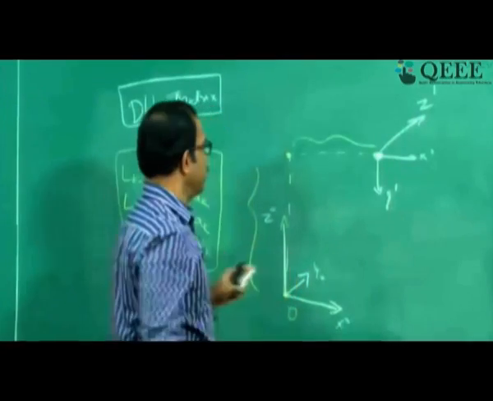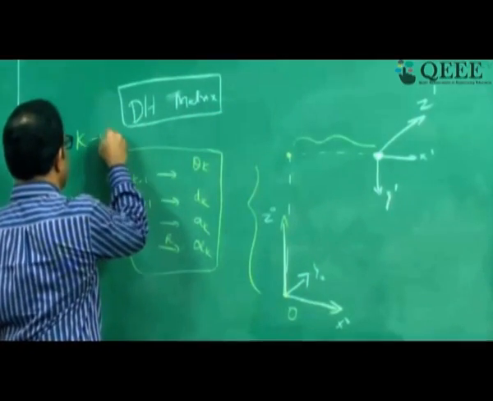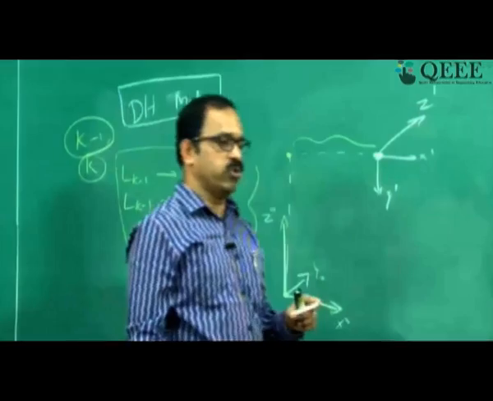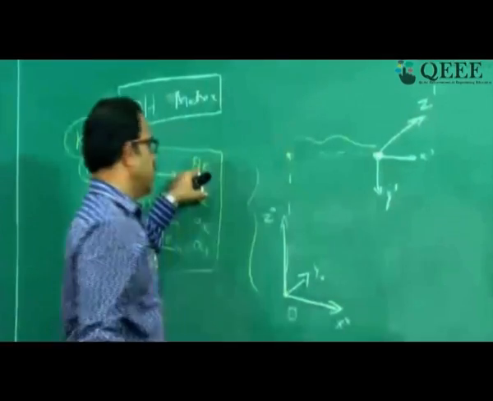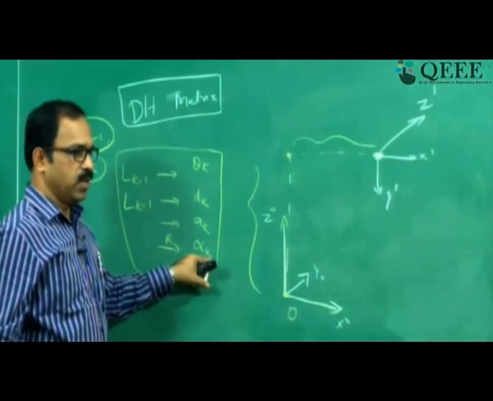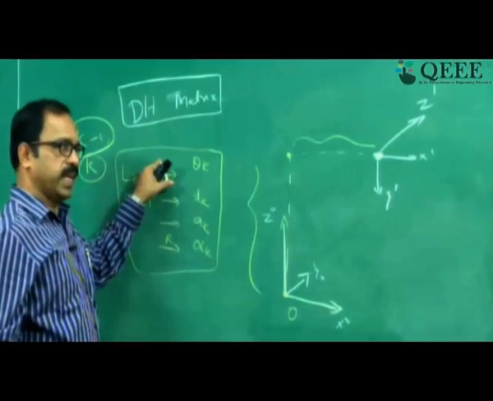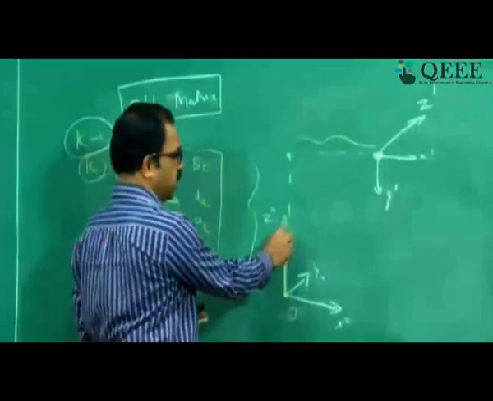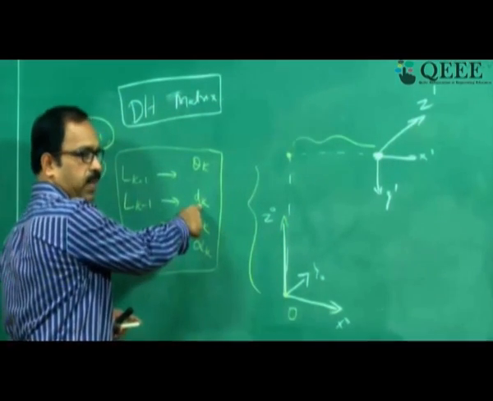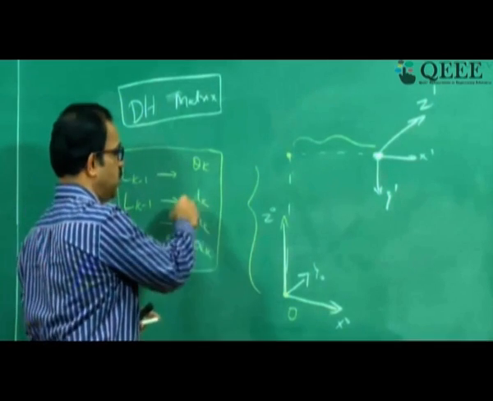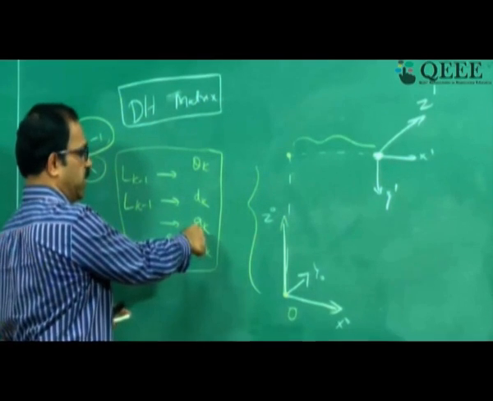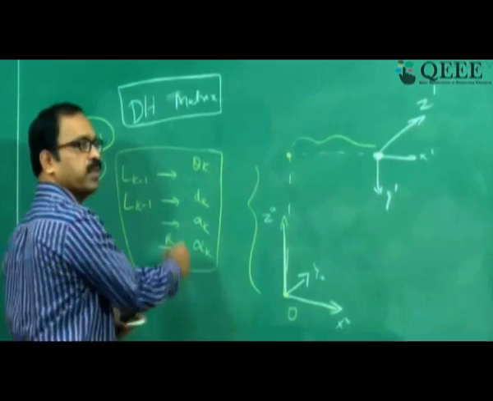And therefore the mapping between the kth frame and the k minus 1 frame can be considered as a combination of four fundamental operations: rotation by theta, translation by dk, translation by ak, and rotation by alpha. So this frame is rotated with respect to zk minus 1 by theta, and then it is translated by dk with respect to zk minus 1, and then translated ak with respect to the x axis xk and rotated by alpha k with respect to xk.